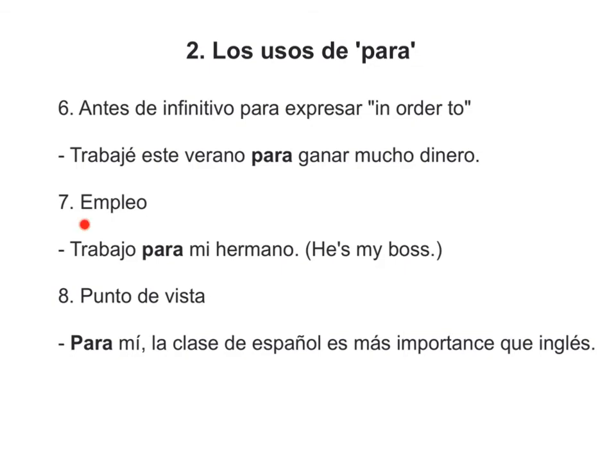Número 7, usamos con empleo, employment. El ejemplo, trabajo para mi hermano. So you might remember when we said before, if you say trabajo por mi hermano, it means you're working in his place. But when you say trabajo para mi hermano, that means that he's your boss. Número 8, tenemos punto de vista, point of view. Para mí, la clase de español es más importante que inglés. For me, my point of view is that Spanish class is more important than English. Punto de vista.